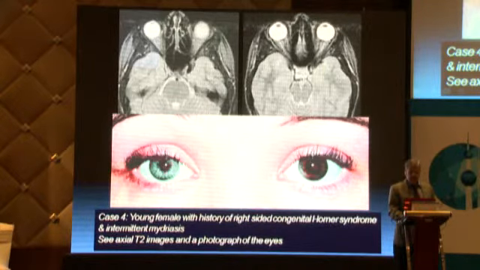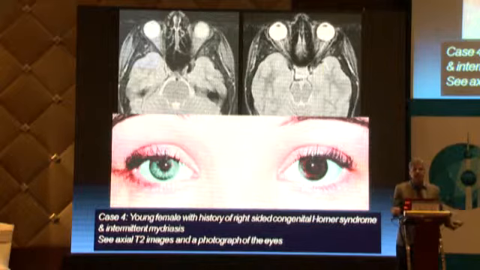Her mydriasis was on the right side, and the Horner's was on the right side. The obvious thing was that the color of her iris is different, and that's something called heterochromia. Okay?